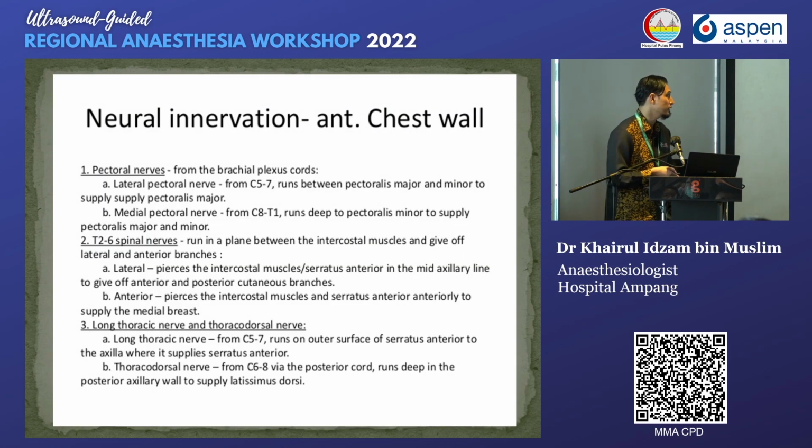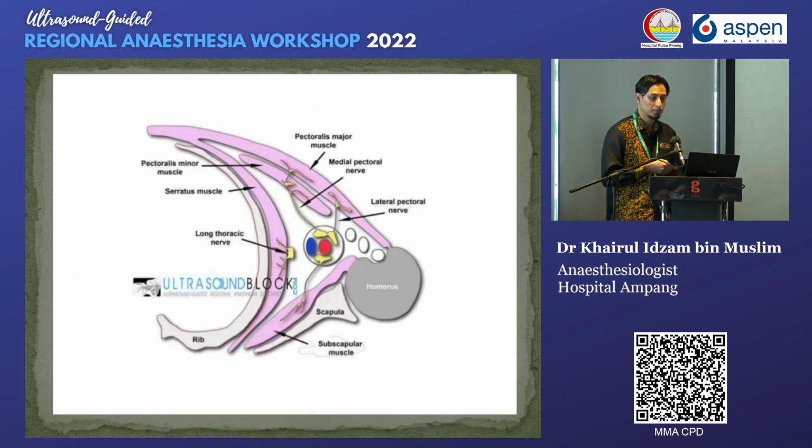Neural supply originates from two main sources, the brachial plexus and thoracic spinal nerves. So this is the neural innervation of the anterior chest wall. PECS 1 covers the pectoral nerves, lateral and medial. Lateral pectoral nerves are from C5 to C7, and the medial pectoral nerve from C8 to T1. PECS 2 covers T2 to T6 of spinal nerves, long thoracic nerves, and the thoracodorsal nerve. Here we can see the lateral pectoral nerve and medial pectoral nerve, which are covered by PECS 1, and the long thoracic nerve.